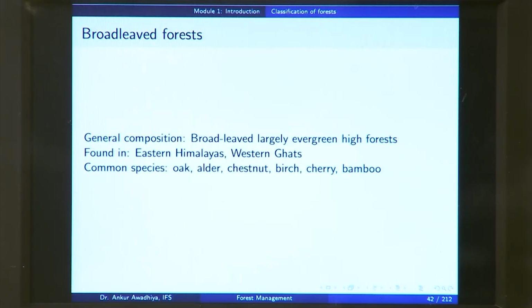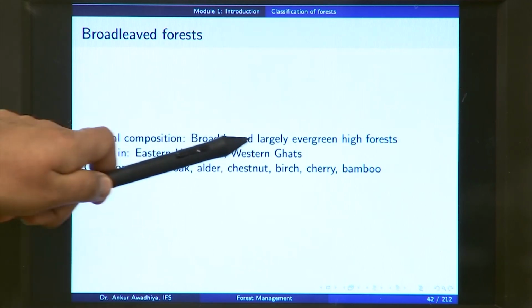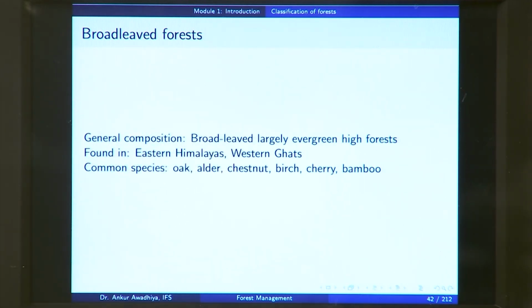Now, broadleaf forests consist of those trees that have broad leaves. These are largely evergreen high forests found in eastern Himalayas and the western Ghats, and the common species include oak, alder, chestnut, birch, cherry and bamboo. Now, these broadleaf forests you will find in eastern Himalayas and western Ghats. So, both of these areas are hilly or mountainous areas, and near the foothills you will be finding these forests which have broad leaves, and the common species are oak, alder, chestnut and so on.